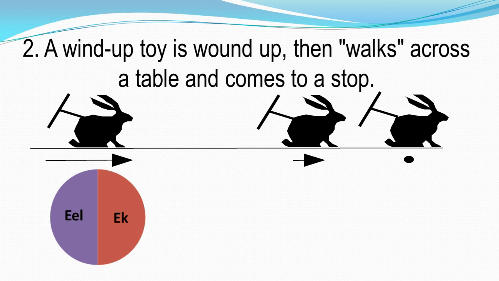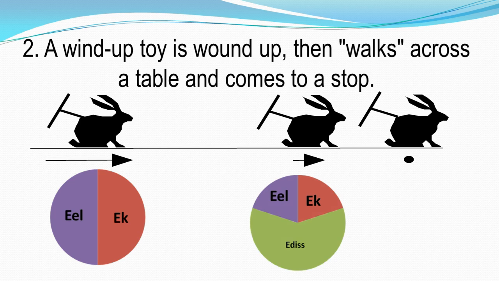As the rabbit rolls or hops across the table, it's also creating thermal energy through friction and sound energy as it makes a collision or as it rolls across the table. This accounts for dissipated energy. Remember, you can lump together things like thermal energy from friction and sound energy together if it's just being dissipated.